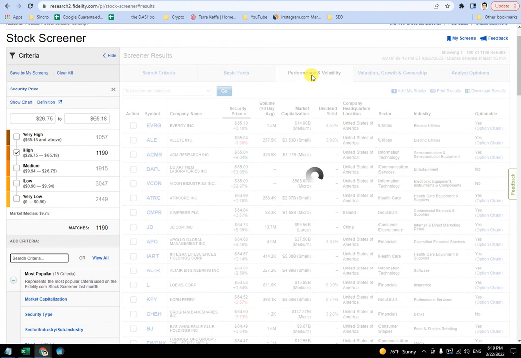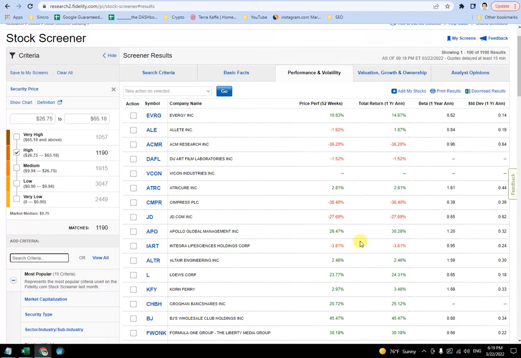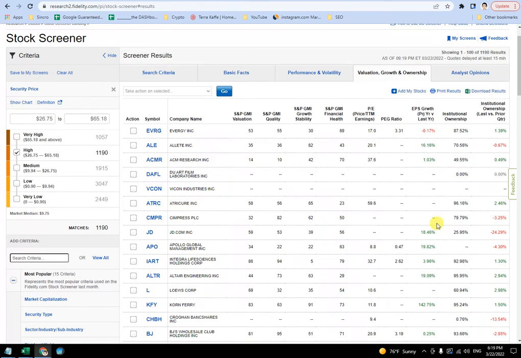You can click on performance and volatility. That means how well it's done and how up and down it goes. And then valuation, growth, and ownership, which means like, is it a good value right now? Is the price okay? Or what is the growth, meaning how large should it grow every single quarter, or what do they predict it will grow based off of previous information? And then, how much other companies own this stock. So this is talking about other banks and things like that that own this stock.